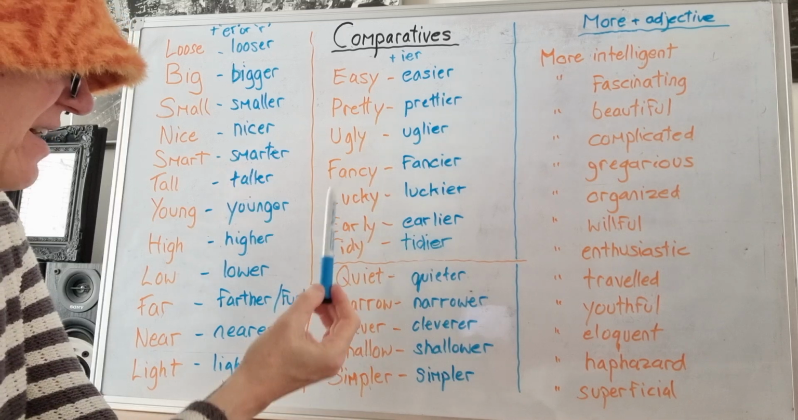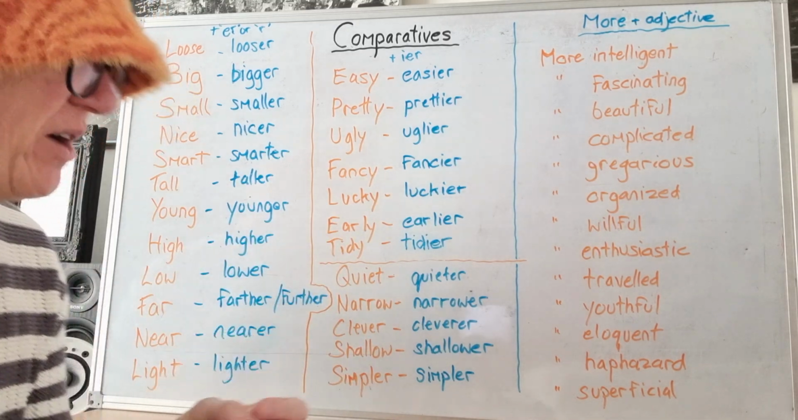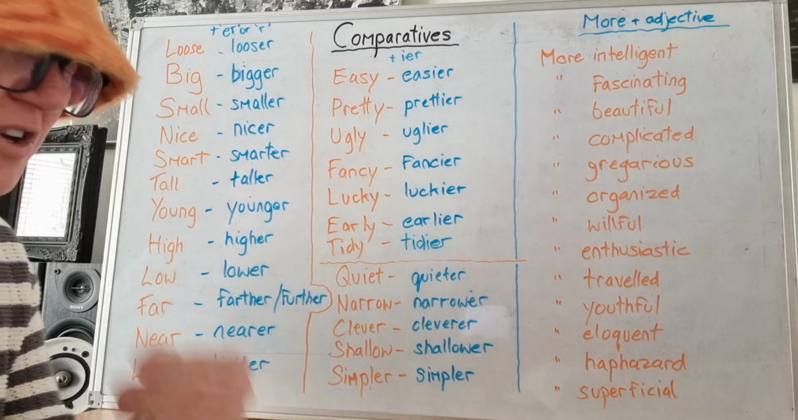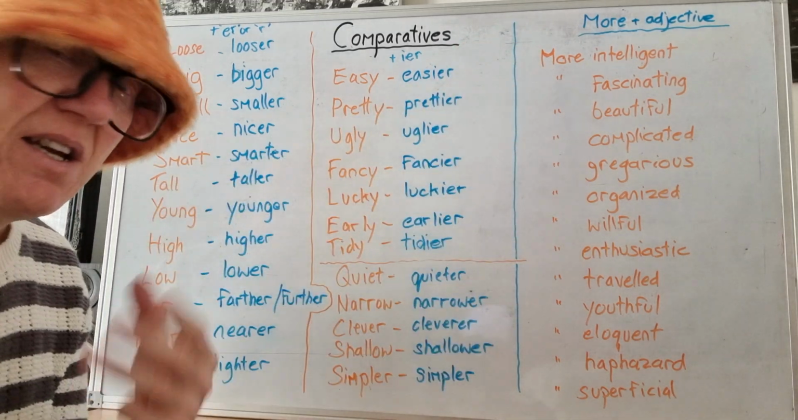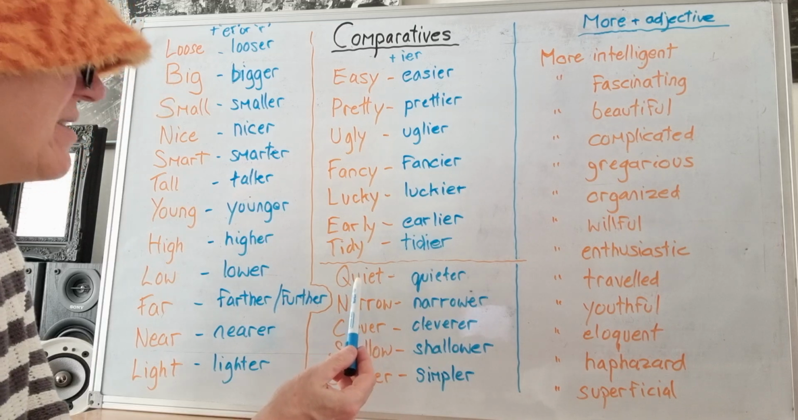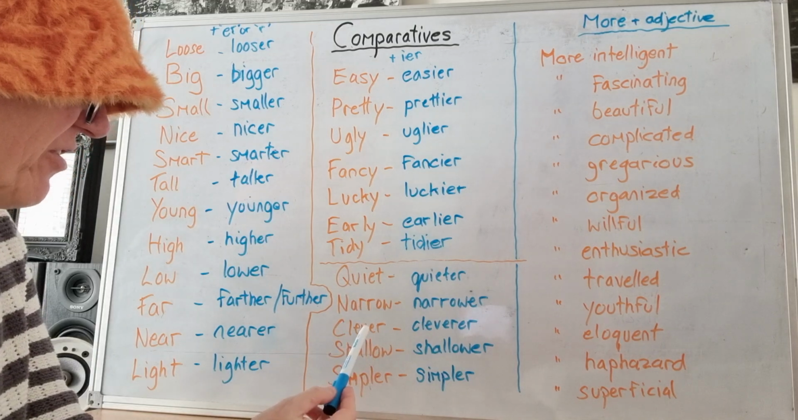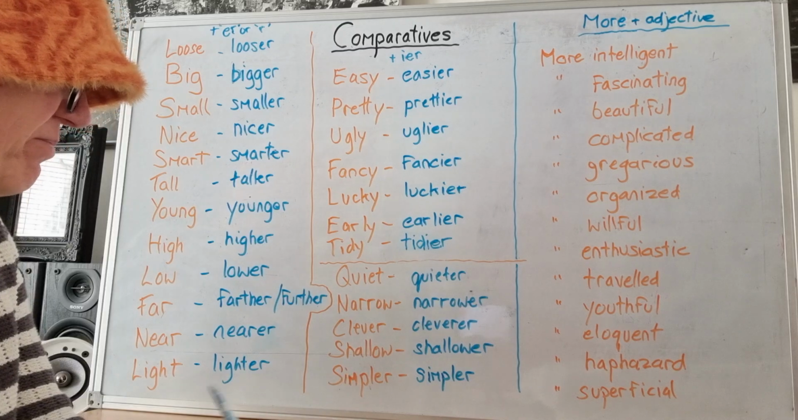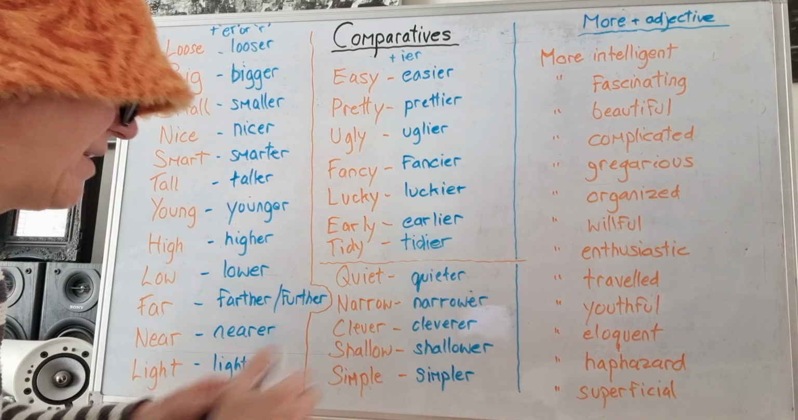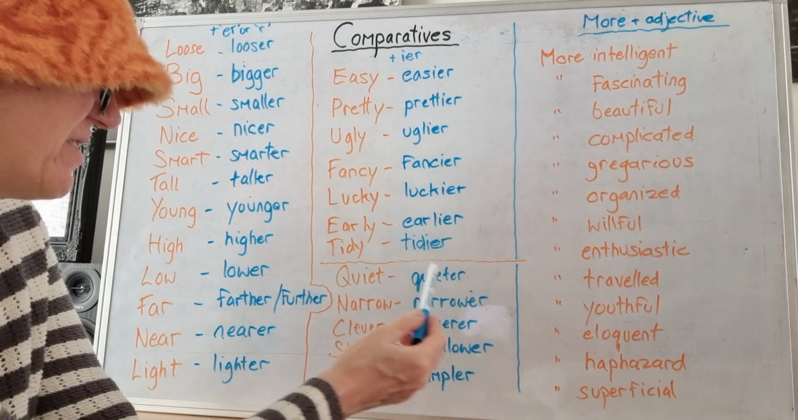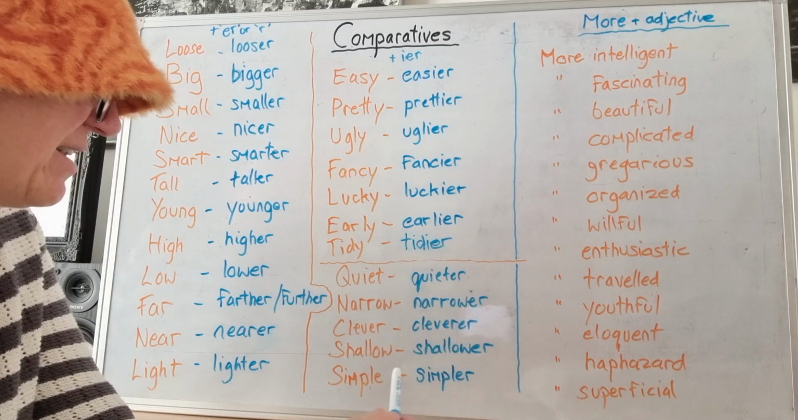Okay, now. There are 5 2-syllable adjectives where we add ER, but you can also use the more version, okay? So these are the 5. Quiet, narrow, clever, shallow, and simple. Quieter, narrower, cleverer, shallower, and simpler.